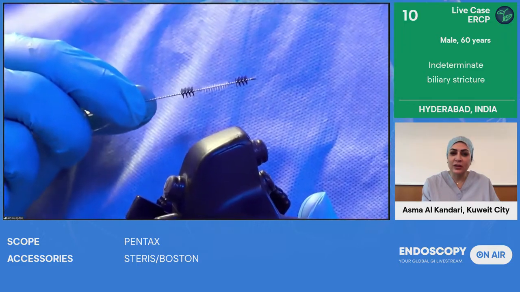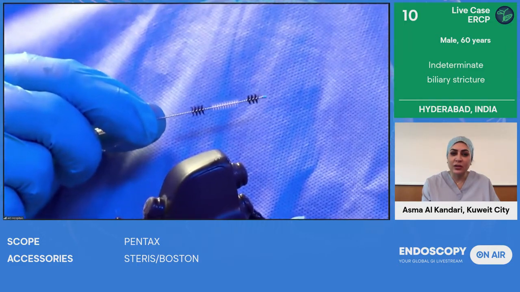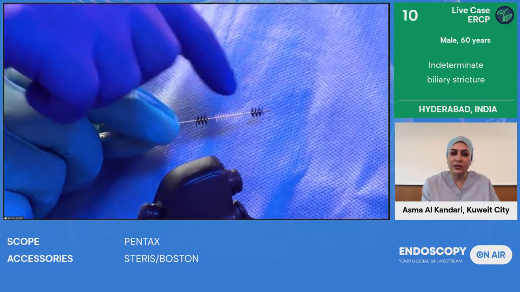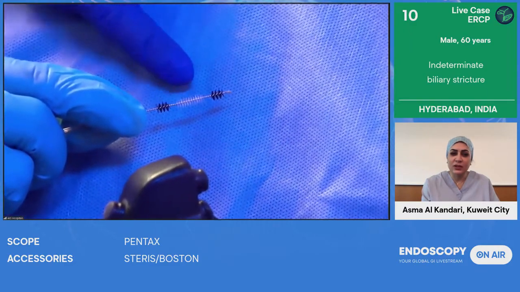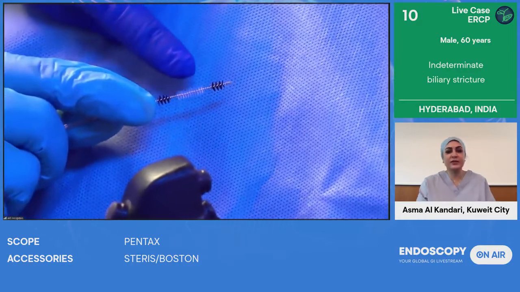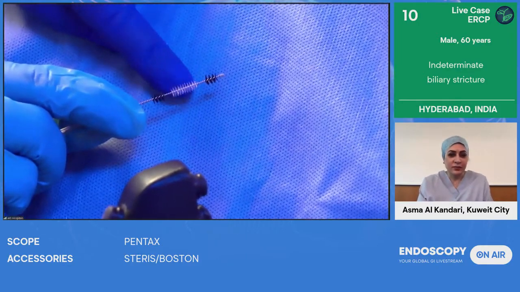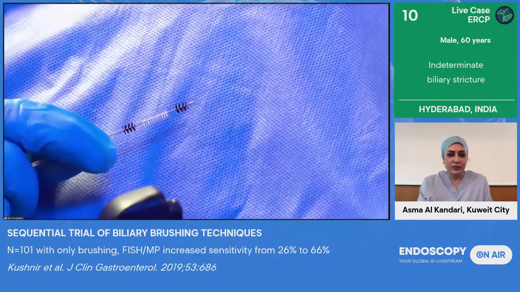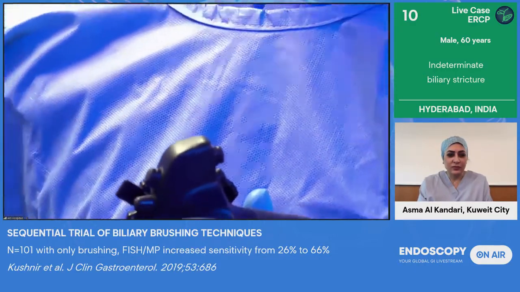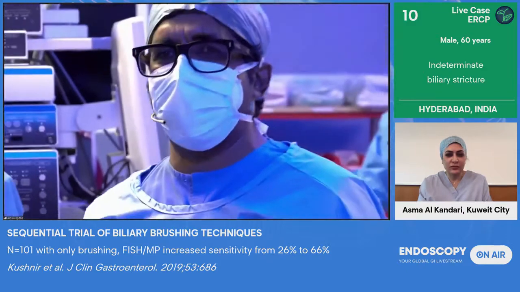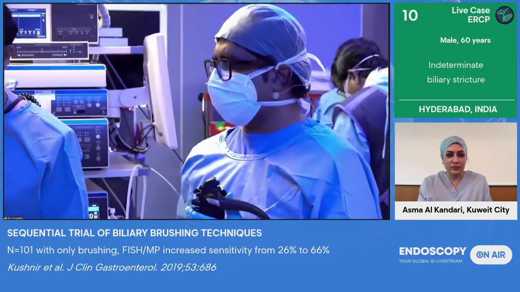So this brush you can see here, there are 2 types of brush. The stiff bristles are gray in color. They are very stiff, and then there is a gap, and then there are soft bristles. The soft bristles will collect the cells, and also the gap allows the bristles to accumulate the cells over there.